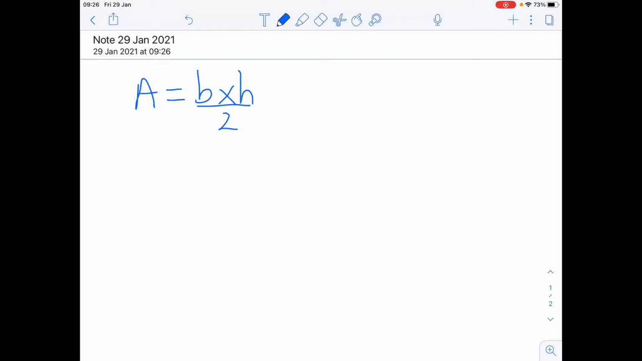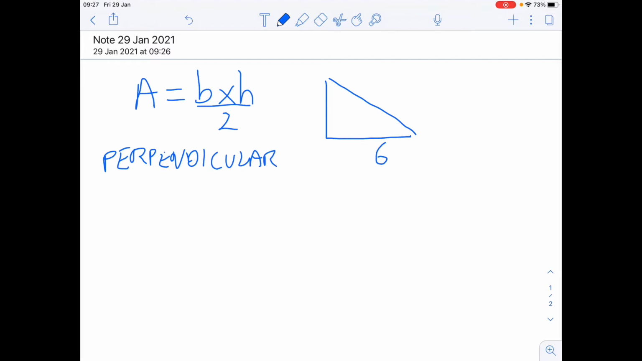So, when you've got a triangle, you need to make sure that the base, in this case 6, and the height, when we talk about the height, we always mean the perpendicular height. What do I mean by perpendicular? I mean that the height needs to be at 90 degrees with the base.